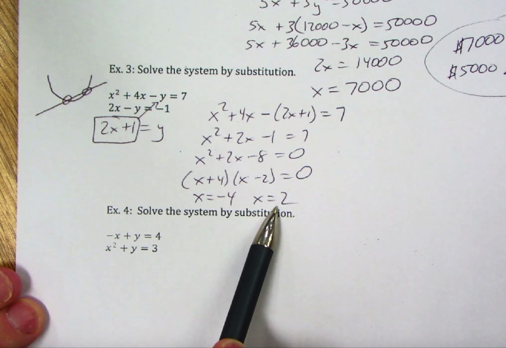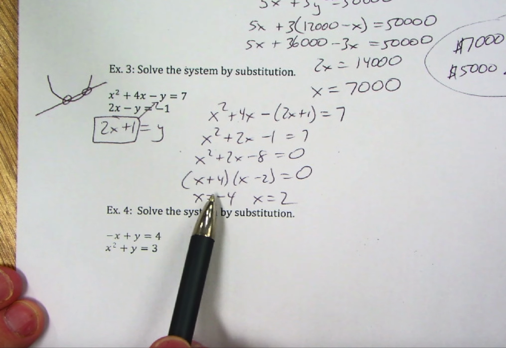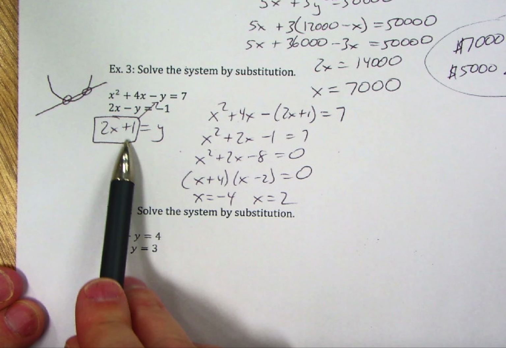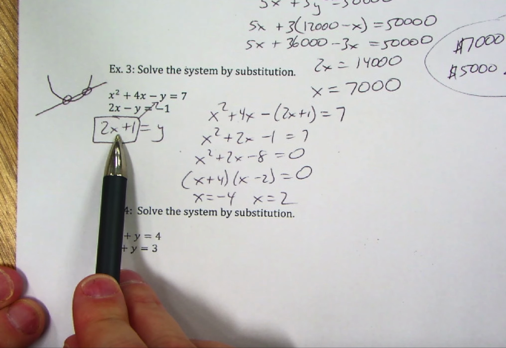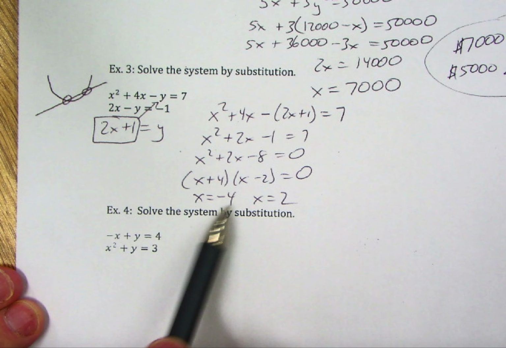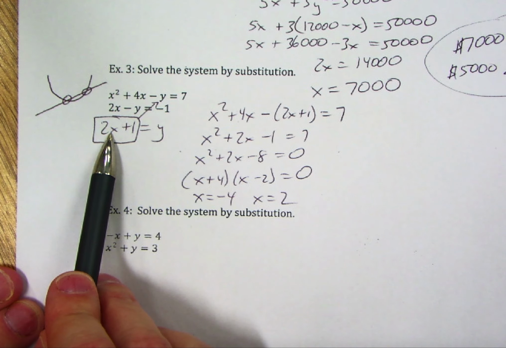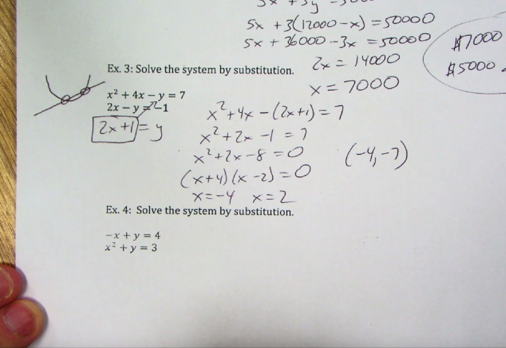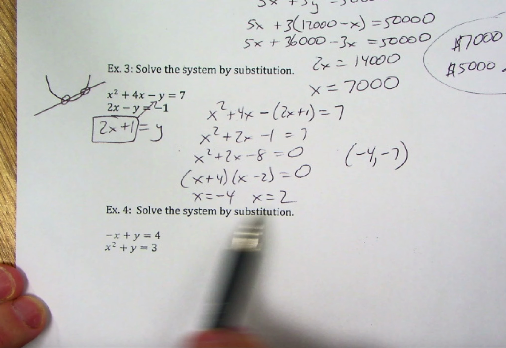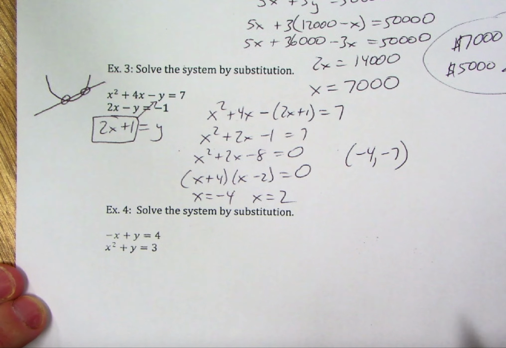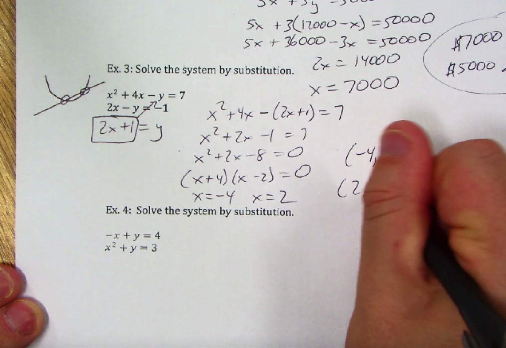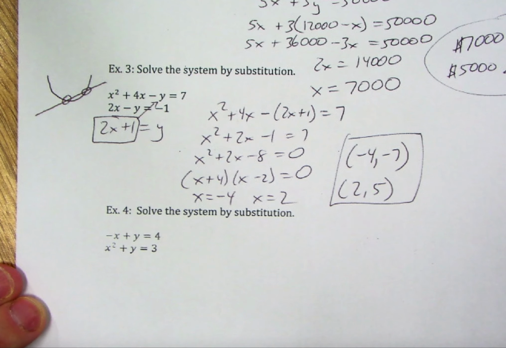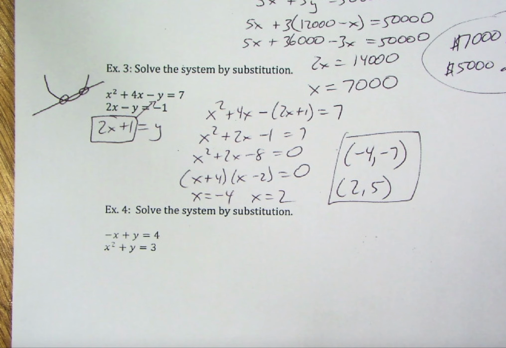But we have to find the corresponding y values for each of these. So I'm going to plug negative 4 in for x right here. And when I do that, I don't need to show this, but when I plug negative 4 in, I get negative 7. So one answer is negative 4, negative 7. And then plug 2 in, and you get 5. So the other answer is 2, 5. So there are actually two answers to that system there.